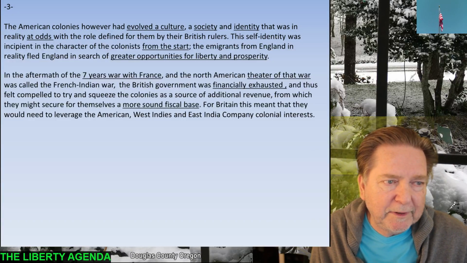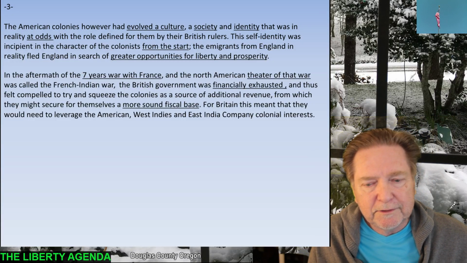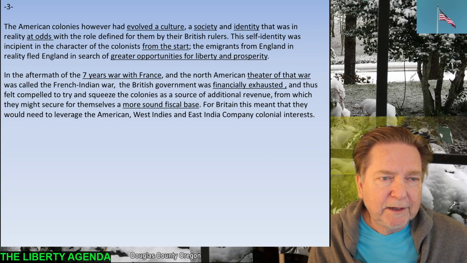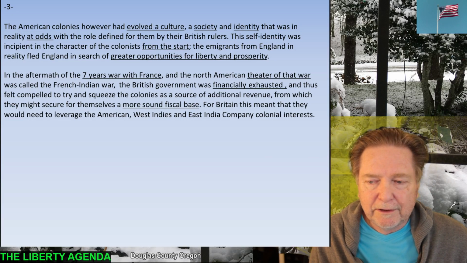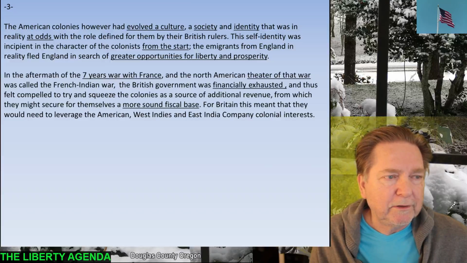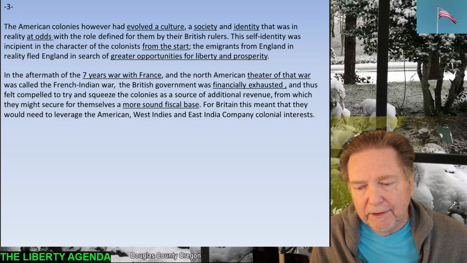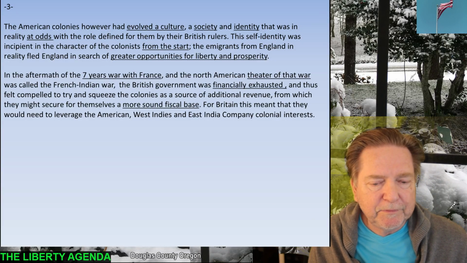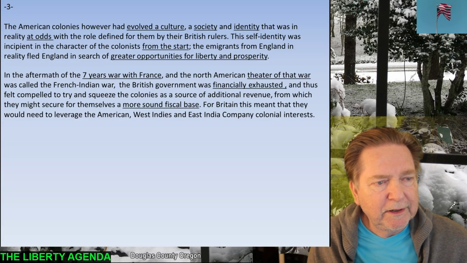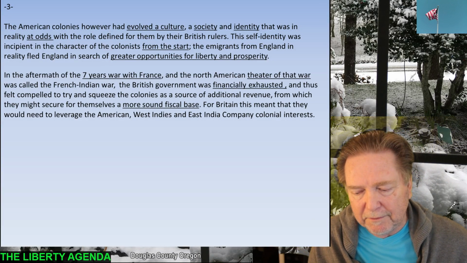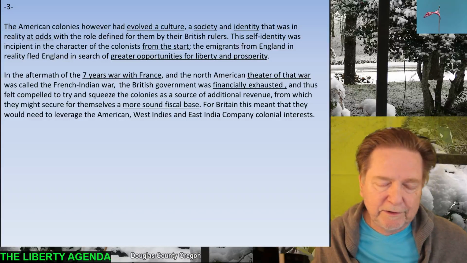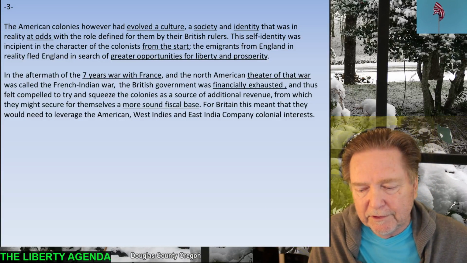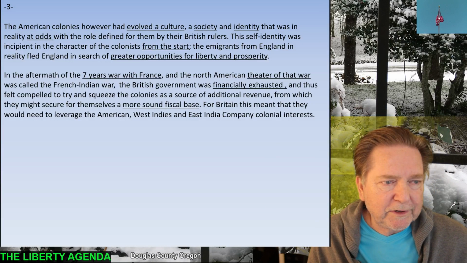As I mentioned, in the aftermath of the Seven Years' War, this was one of these periods of conflict between England and France. The North American theater of that war was called the French and Indian War. So you had the western frontier and the northern frontier of the colonies where France was establishing itself, and then you had a battle between Britain and France, and you had to have soldiers and armies involved in trying to protect and establish those frontiers.